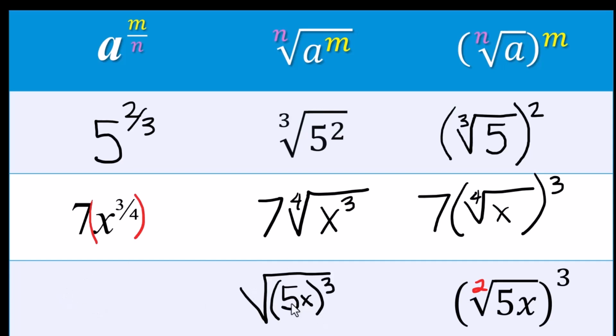Writing this as an exponent instead of a radical, 5x is the base. We got to group that up. The numerator will be 3 because that's the inside, and outside is square root 2, so that's the denominator.